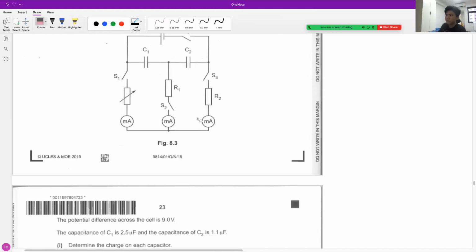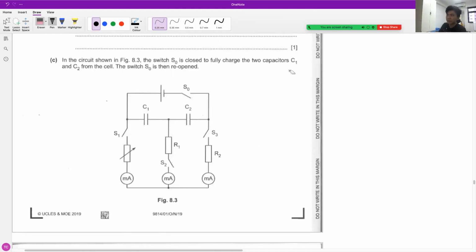My pen is really annoying. So when you close the switch, because this is 9.0 volts, after fully charging the capacitors, the PD across the capacitors would be 9.0 volts. And so we have 9.0 equals, what's the PD? It's the charge Q1 divided by capacitance C1 plus the charge Q2 divided by the capacitance C2. So we have this expression.